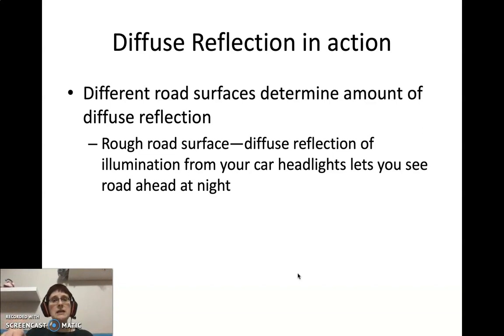So when your headlights hit that road, the light scatters in all different kinds of directions and spreads the light out, not just right in front of your car, but out in front of you, up onto the trees and around you, and out to the sides of your car.